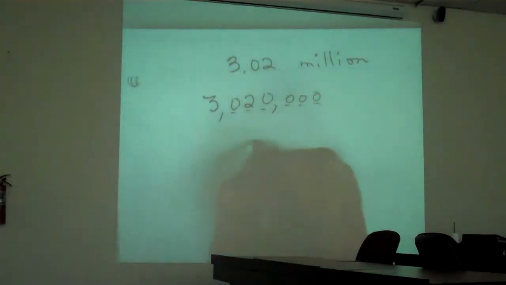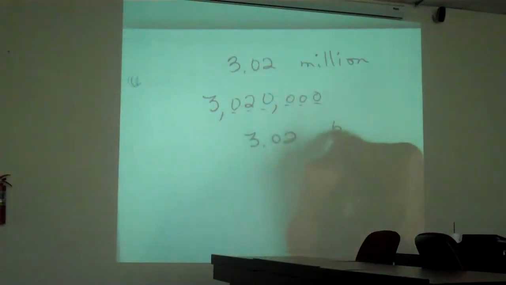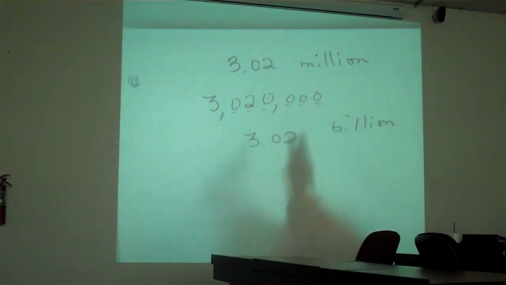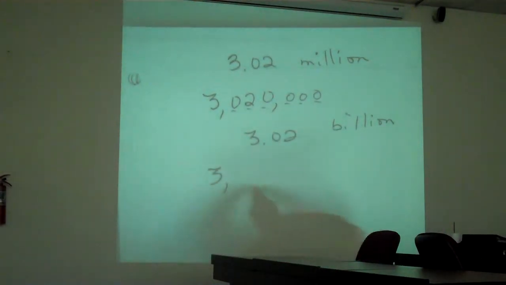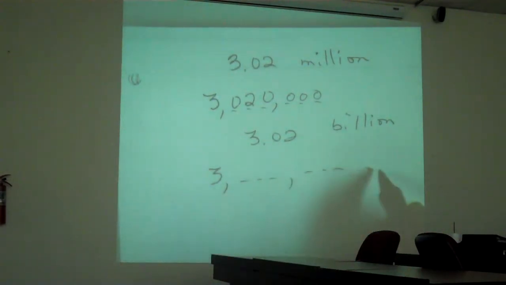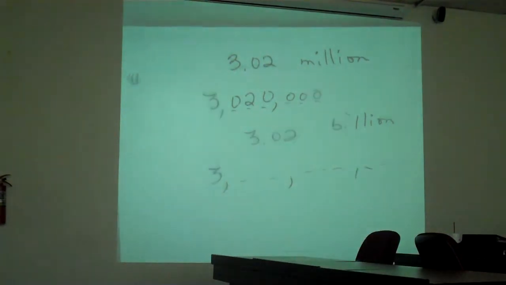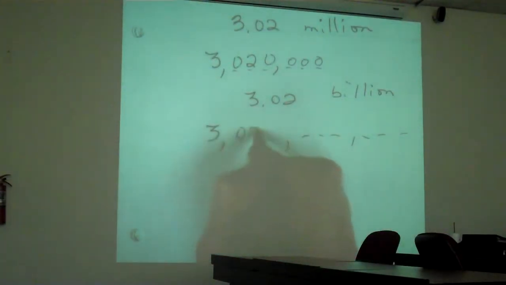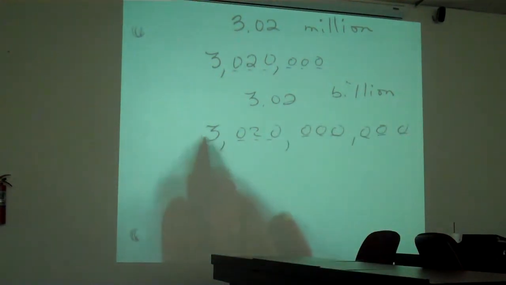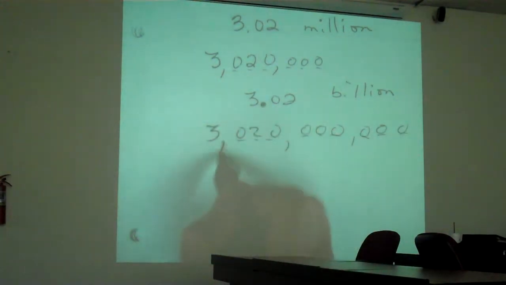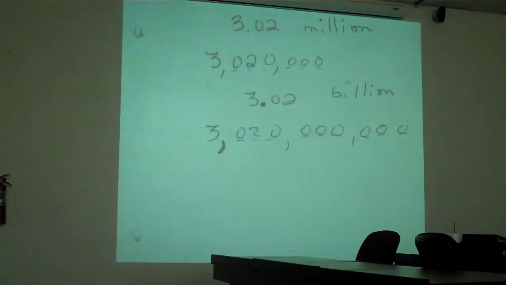What about if it was billion? You need 9 places after, okay? 1, 2, 3, 1, 2, 3, 1, 2, 3. So if it said billion, make sure you have 9 numbers after your 3. Your decimal would be where the comma goes right there.